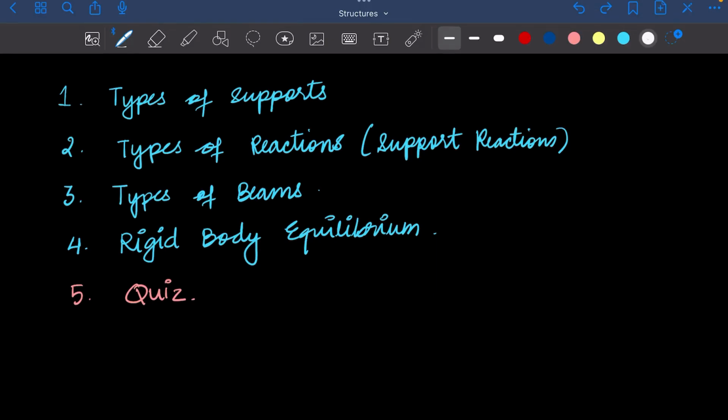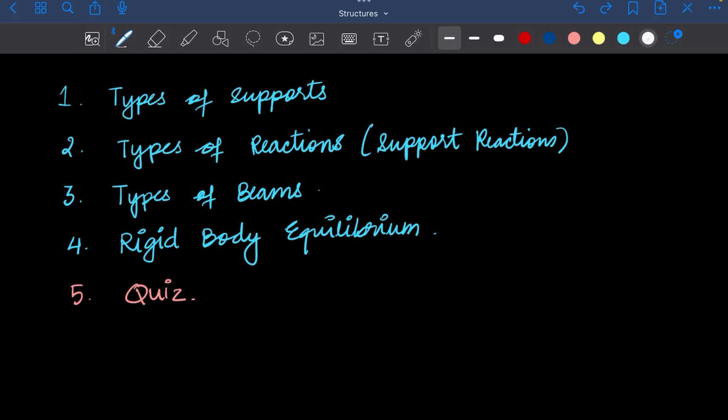Hi everyone. This is our first lecture for structures, and we will be looking into the basics of it because this is the base for all the questions that come in GATE. If you know the basics, like the different supports and reactions, you will be able to solve all the SFD, BMD problems, all the truss problems, and everything else in the syllabus.